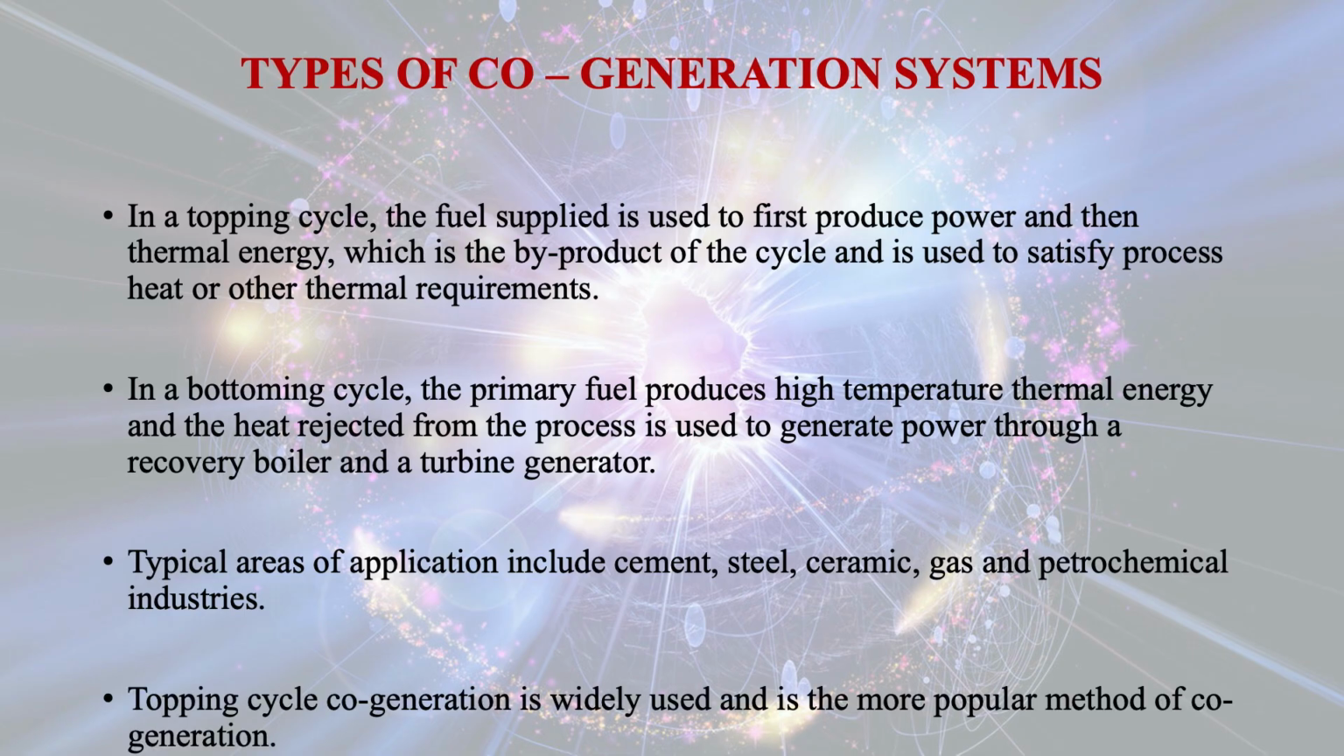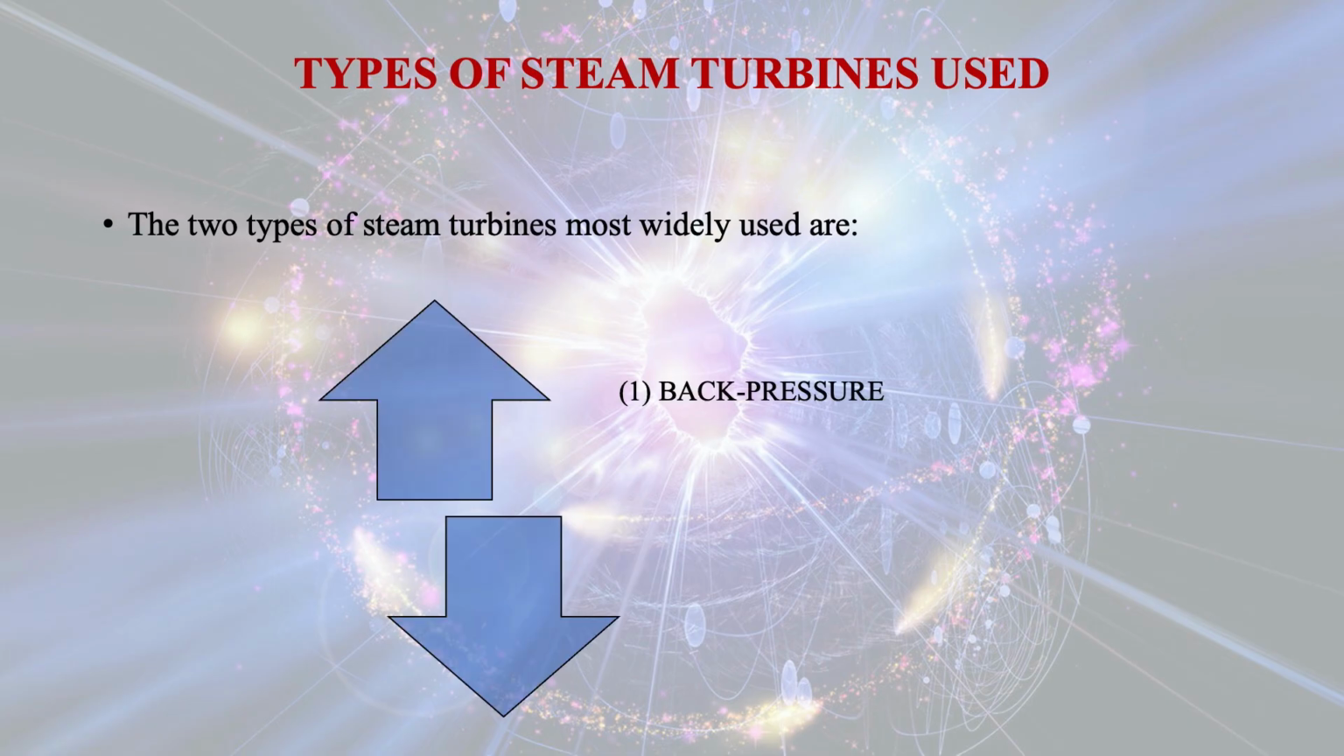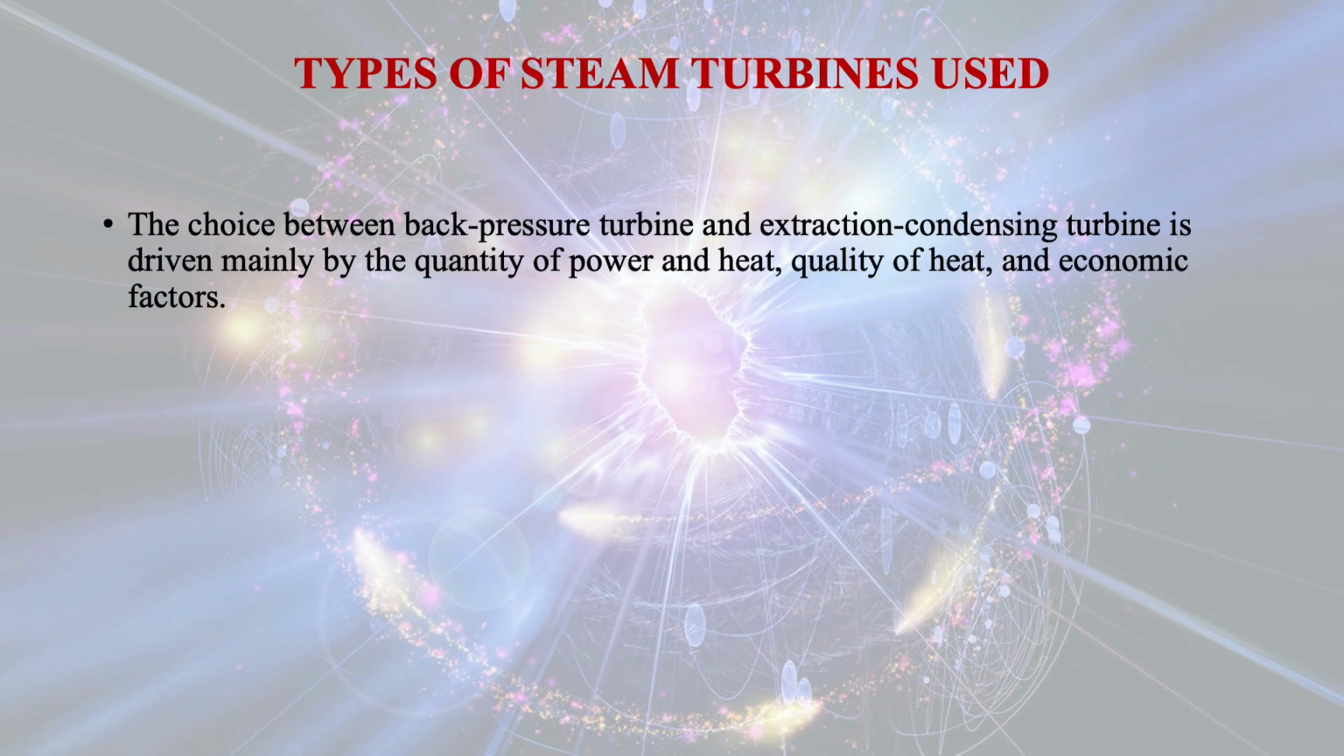Topping cycle cogeneration is widely used and is the most popular method of cogeneration. The two types of steam turbines most widely used are back pressure and extraction condensing. The choice between back pressure turbine and extraction condensing turbine is driven mainly by the quantity of power and heat, quality of heat and economic factors.